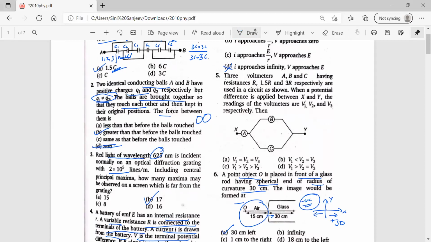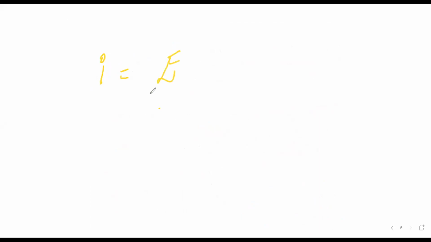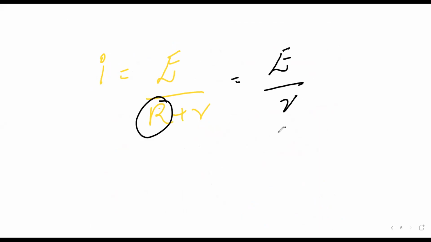Yes or no? Correct. So in the mathematical representation, I is equal to V by R, we all know. In this case, it is E by R plus r. Correct, E by R plus r. So they are telling that if this R becomes 0, it will become E by r. Yes or no? Correct. And what is my potential difference in this?